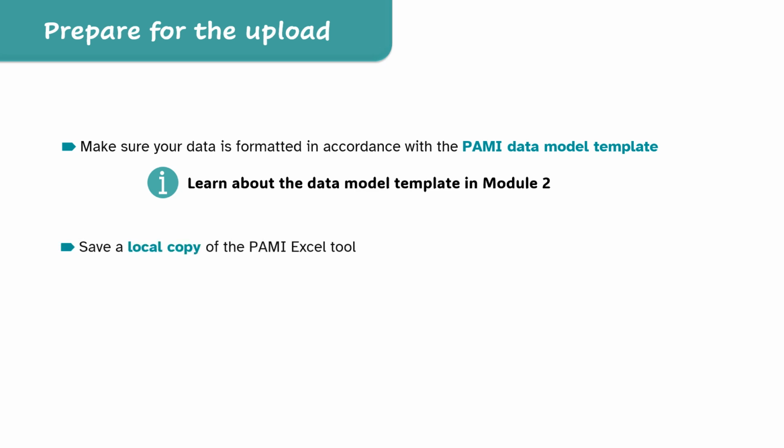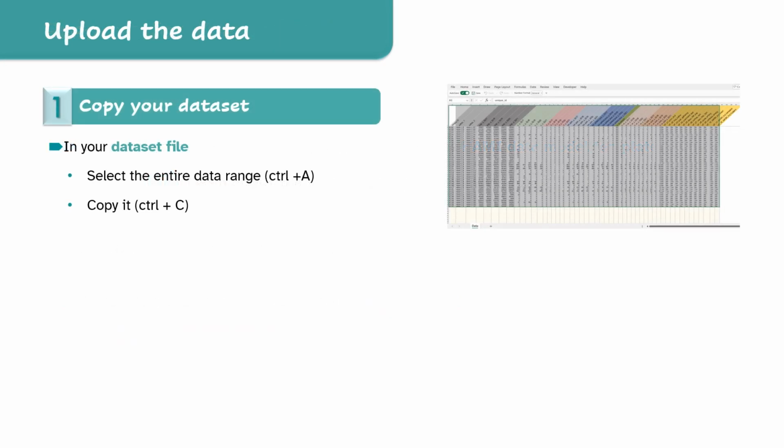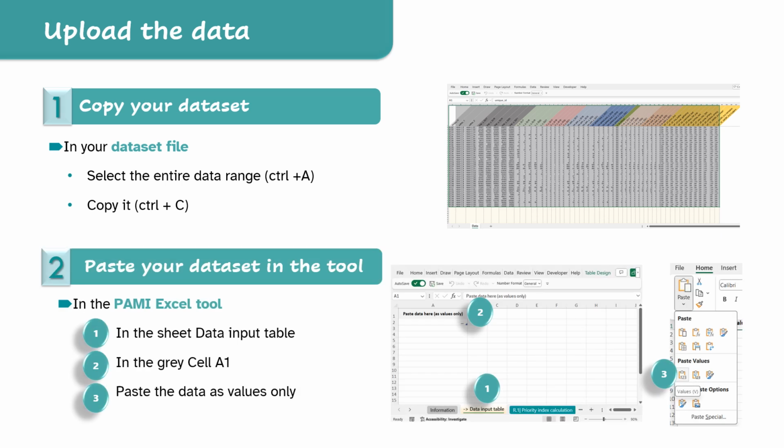Save a local copy of the PAMI Excel tool and open it. If there is a yellow banner which indicates Protected View when opening the PAMI Excel tool, click Enable Editing. To upload your data in the PAMI Excel tool, first select and copy your dataset. Press Ctrl+A to select your entire dataset. Then press Ctrl+C to copy it. Next, open the PAMI Excel tool and go to the sheet Data Input Table. Go to the gray cell A1 and paste your data as values only.